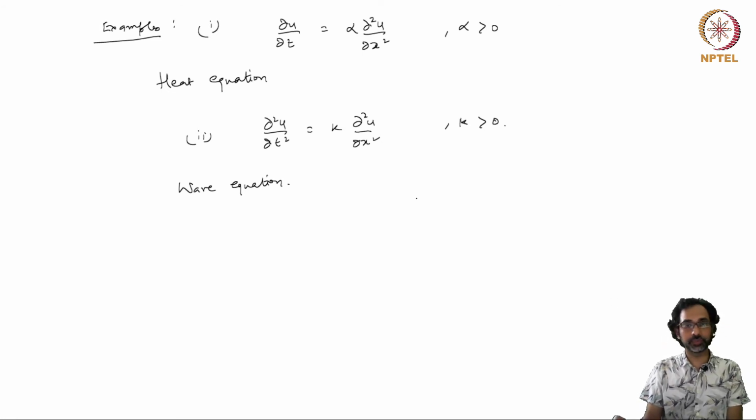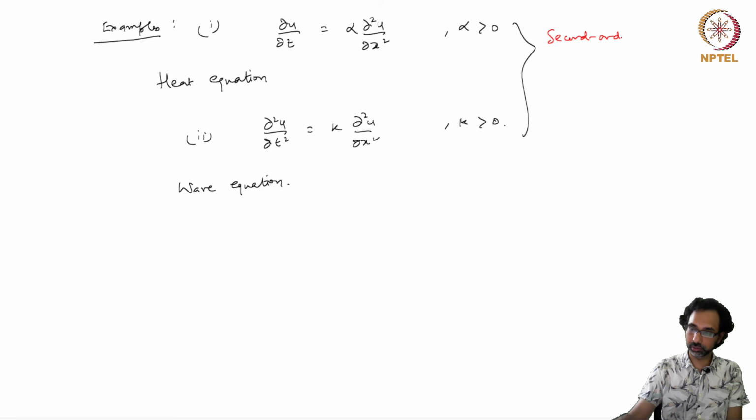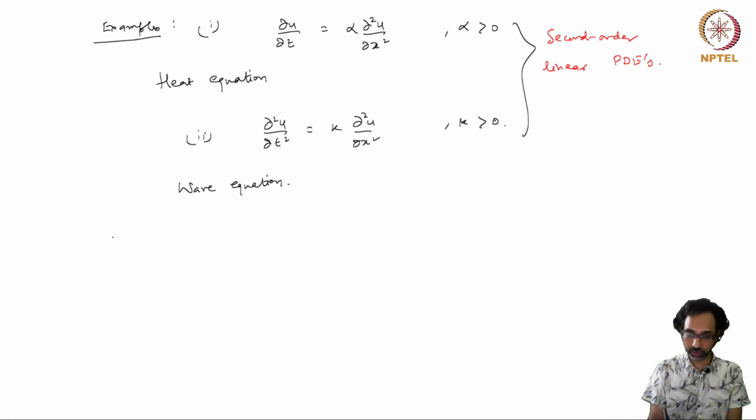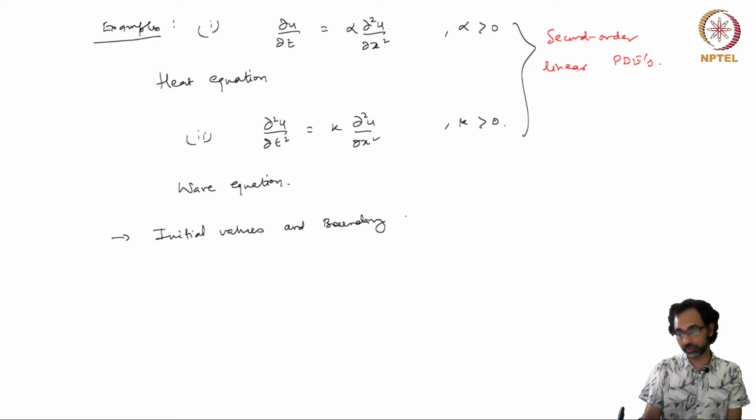So both these are examples of second order linear partial differential equations. All these kinds of equations can have initial values or boundary values. Initial values and boundary value conditions are given to solve a PDE.